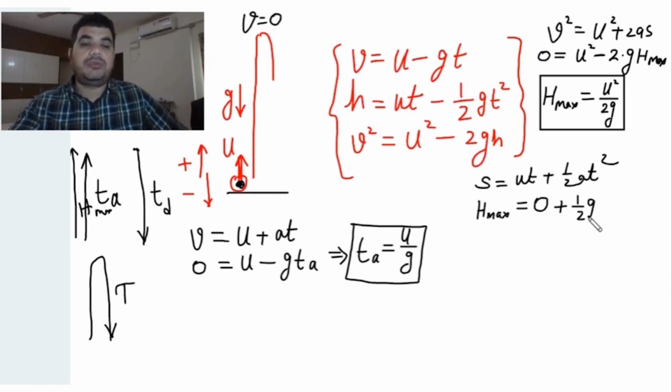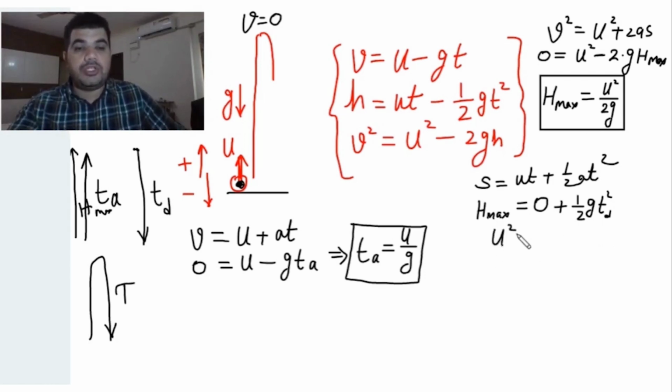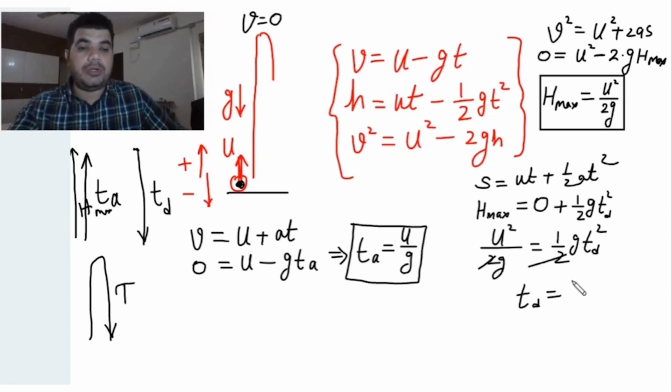Now you can say half a, and here the time of descent is squared. Time of descent is what we have to find, and h max we already know: u square divided by 2g is equal to half g, time of descent squared. The 2 will cancel out. Now you will have td is equal to the square root of u square by g square, so it would be u by g. Yes, the time of descent is this.